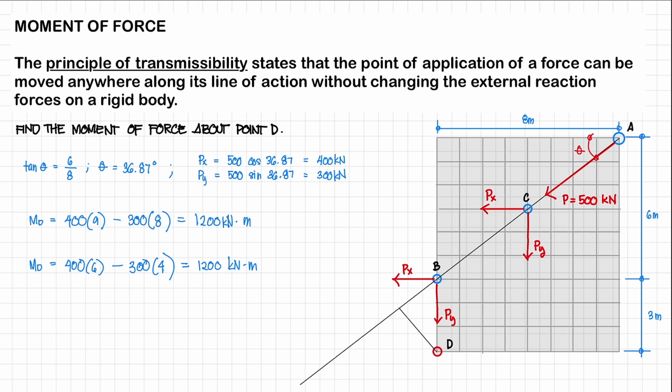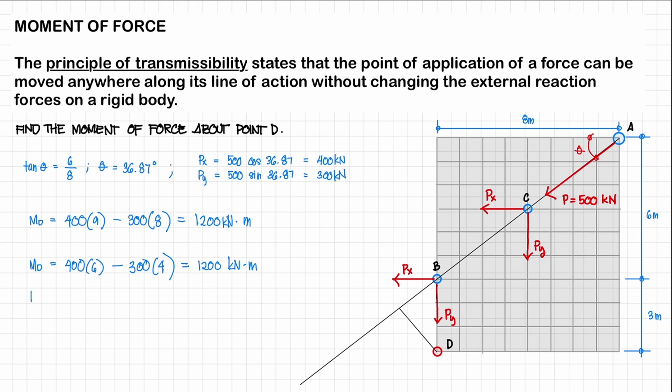So what if we try to transfer again our force P to point D, which acts vertically along point D? So they are along the same vertical axis. So let's say we transfer it here. So again, let's solve for our moment at point D.